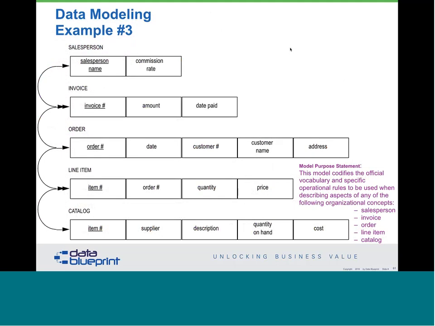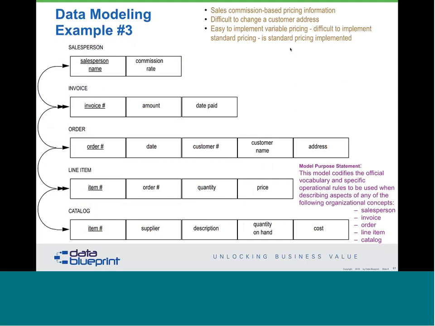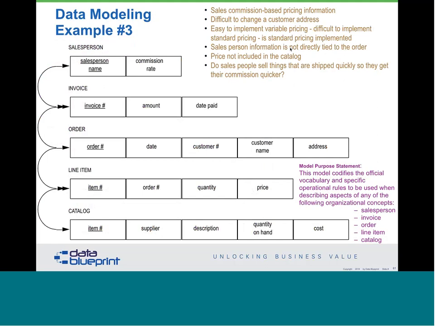Here's a third example here. Again, a lot of different things. They're clearly doing sales commission-based pricing. It's difficult to change a customer address because a customer address is part of an order. I know we're going to have to go back and find all the orders for them if I'm going to do that. You could implement variable pricing, but it'd be very difficult to implement standard pricing given this. Salesperson information is not tied directly to the order. The prices are not included in the catalog.